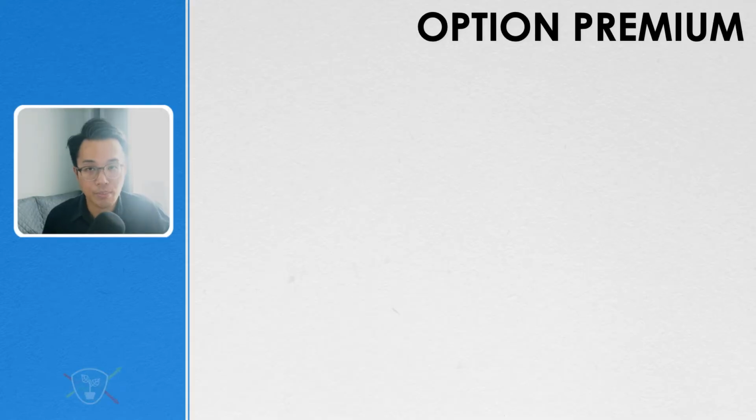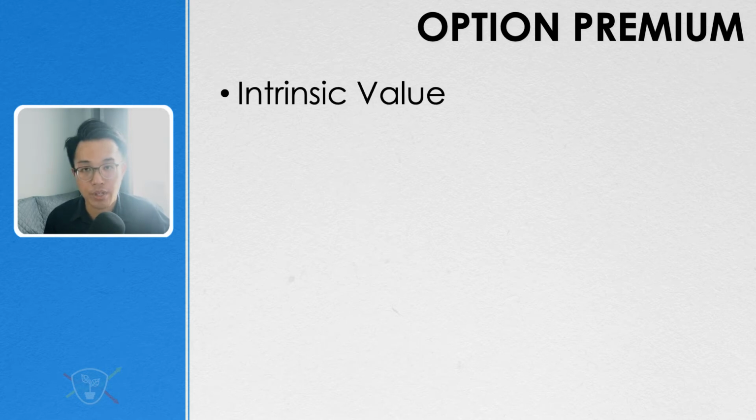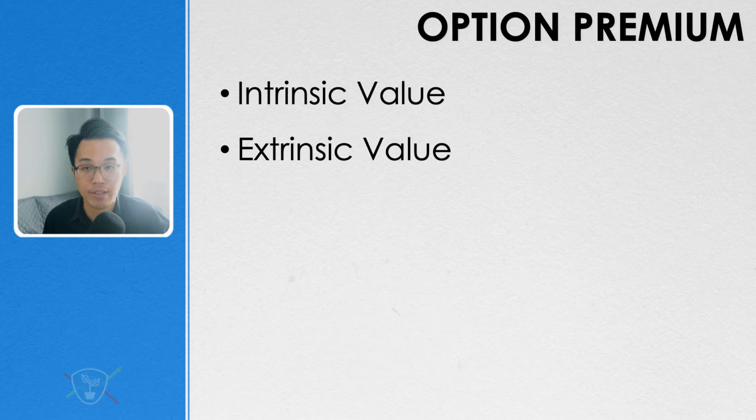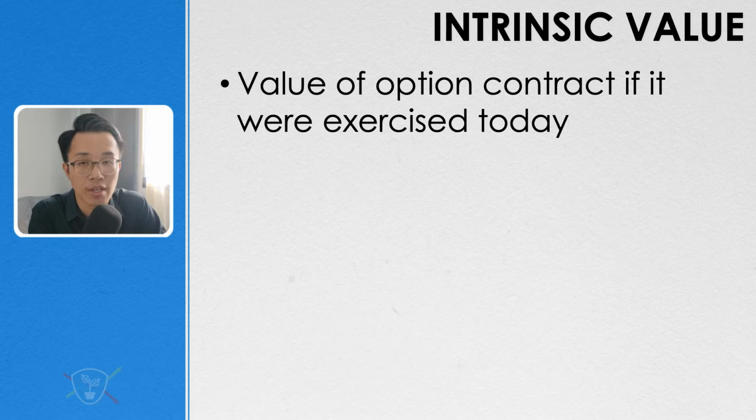So the options premium is made up of two components. The option has intrinsic value and the option also has extrinsic value. So this brings us to the next section where we're going to talk about the value of the option contract. And we're going to start out by talking about the intrinsic value. Intrinsic value is the value of the option contract if we were to exercise it today.